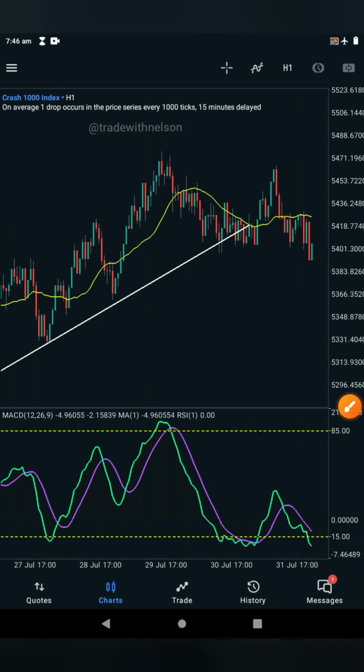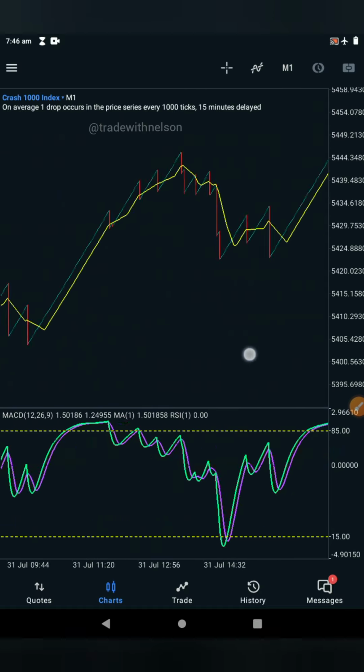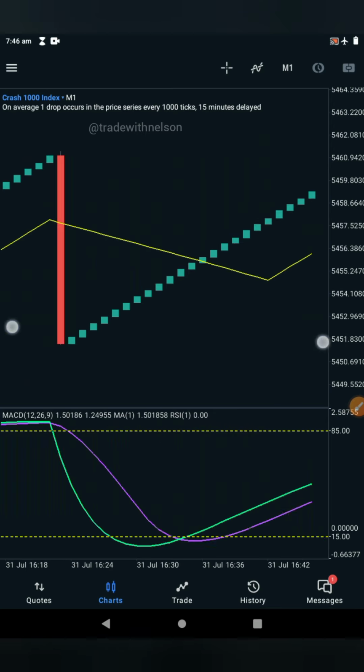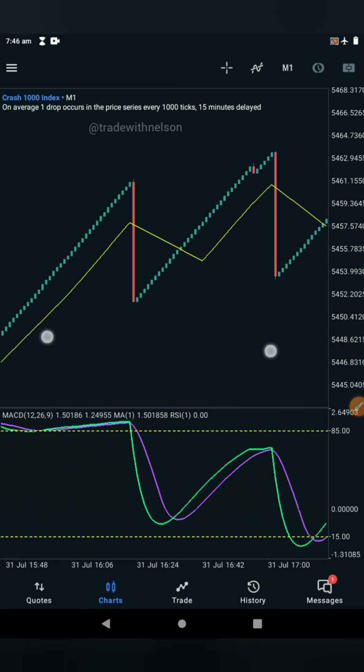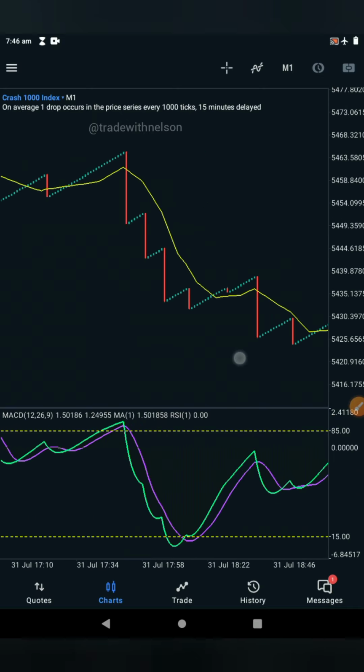So let's go to the 1 minute time frame and look for entry opportunities. On the 1 minute time frame, your zoom level, let's say this is the innermost zoom. You want to zoom in 3 times: 1, 2, 3. So this is the best zoom level for this strategy. So what are we looking for?